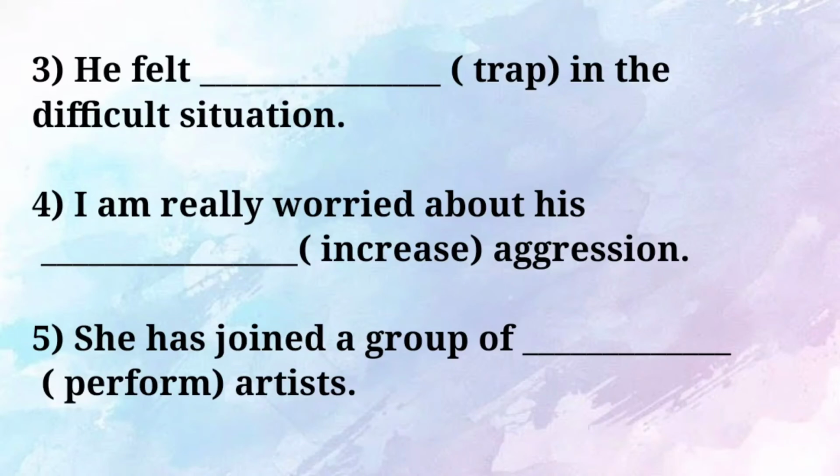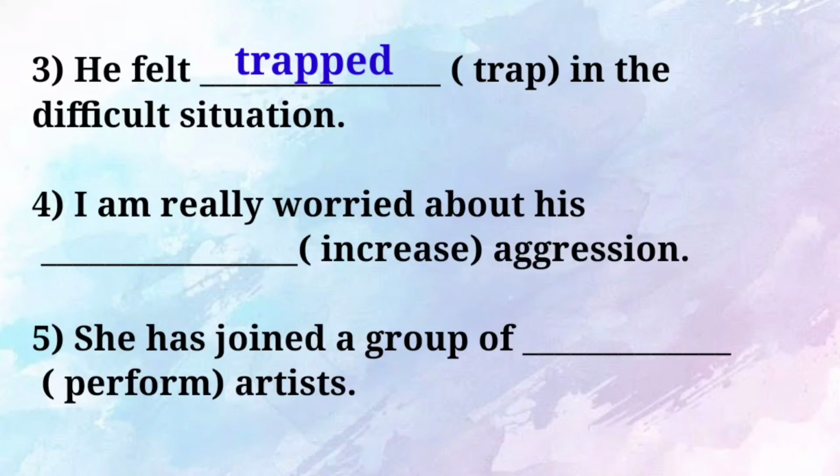If it is a vowel, you have to double the last consonant. So which is the last consonant here? Yes, the letter P. So you have to double the letter P. So it changes into trapped, trapped. It is a correct spelling. Okay students, have you understood? He felt trapped in the difficult situations. Now look at the fourth question.